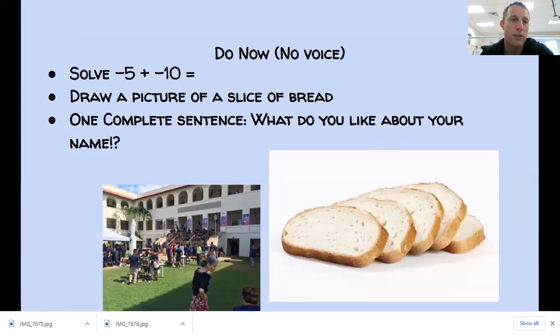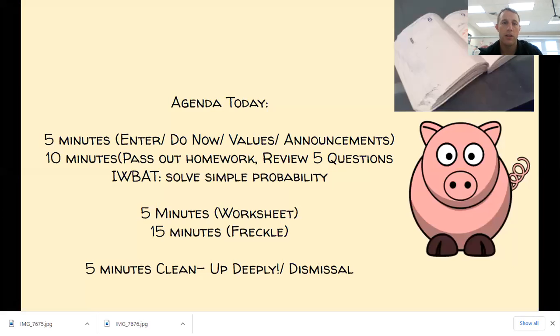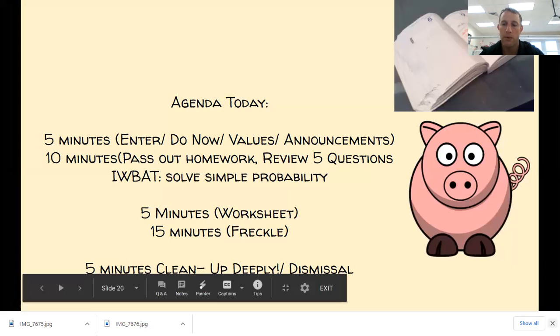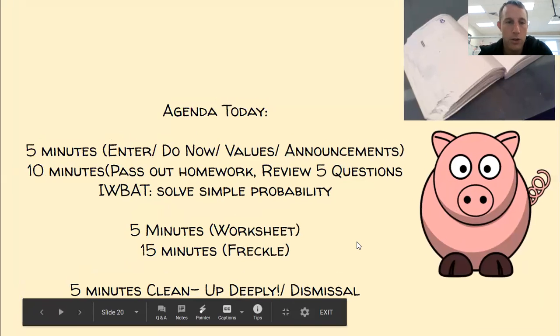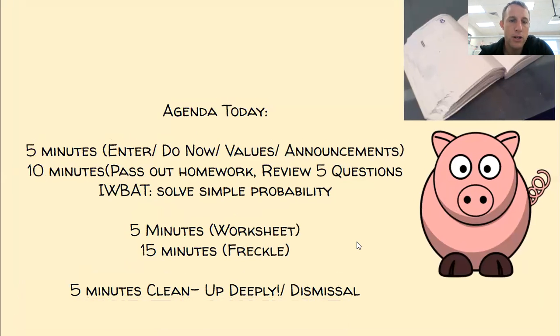Here's our do now. So -5 plus -10, draw a picture of a slice of bread. And then what do you like about your name, which is always a good question. So our agenda today, you can see, and I'm going through this quick because I want to keep these videos short. Enter, do now, homework review. We didn't have homework last week, so 10 minutes. I'm going to pass out the homework. We're going to review some questions in class, and then we'll do this simple probability lesson, 5 minutes on the worksheet, 15 minutes in Freckle, and then clean up.